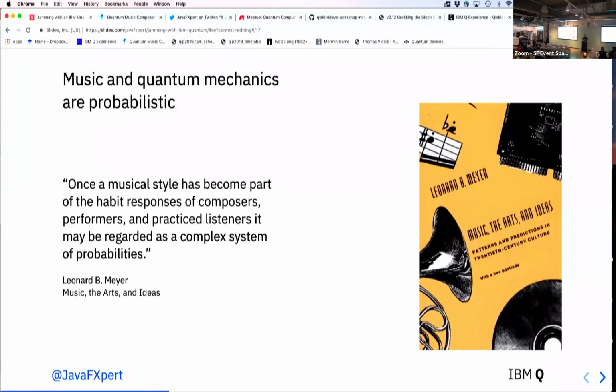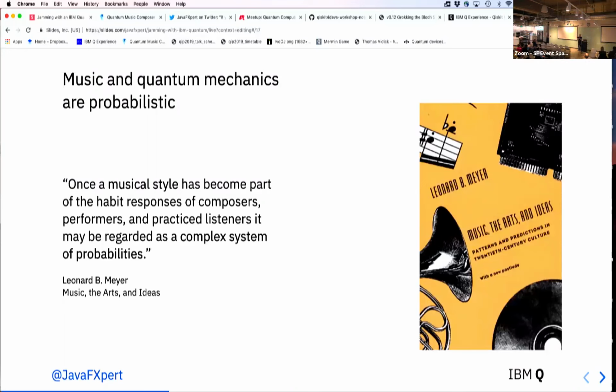So we're going to leverage that with our quantum music. We're going to put it in a state and we're going to control it probabilistically for a particular music style. And then when we measure it, we'll let the universe be our composer by letting it choose which notes it wants. So quantum mechanics is probabilistic.